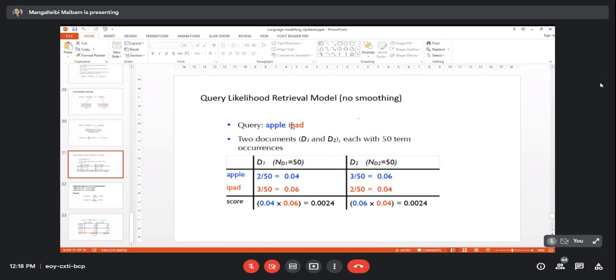Now, in a similar way, iPad occurs 3 times in document D1 and it occurs 2 times in document D2. Then corresponding probabilities are calculated. So we got 0.04 and 0.06. If you multiply these two probabilities, we get the score for D1, it is 0.0024. Score for D2, 0.0024. So same probability value.